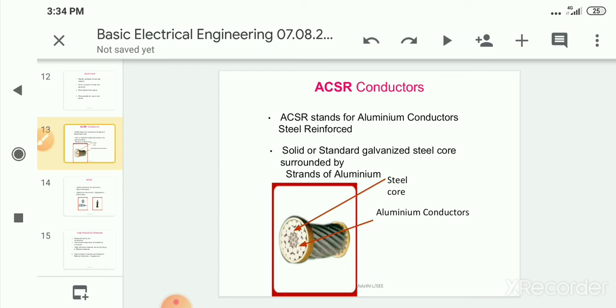It has high contact resistance. So what is easy? Soldering to this is also easy. As it is soft, there is always a possibility of loose contacts, because the material itself is very soft. These are the properties related to aluminum conductor, steel reinforced.